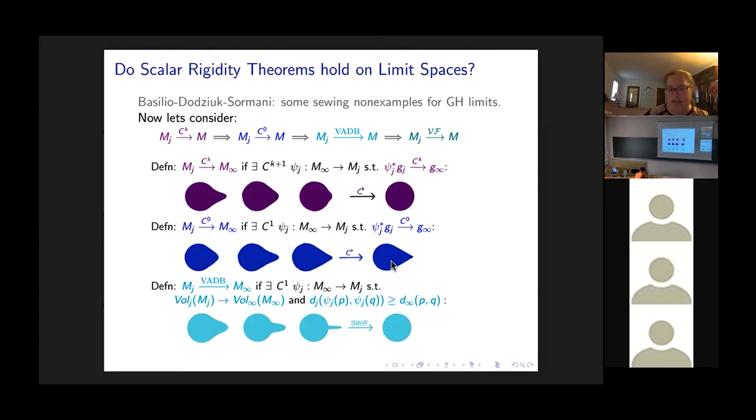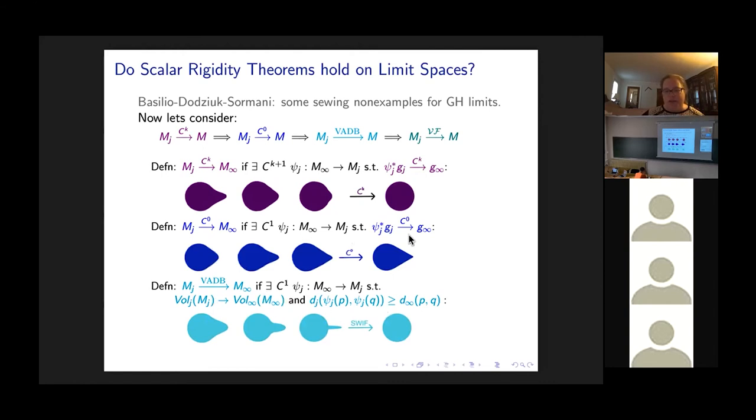C0 convergence, now it becomes far more difficult to talk about what would happen. You can have cone tips develop. You do have a metric tensor. That's a great plus. But is that metric tensor smooth enough to do any of the minimal surface theory? Maybe not. And then we have this VADB convergence, where you have volumes and distances.